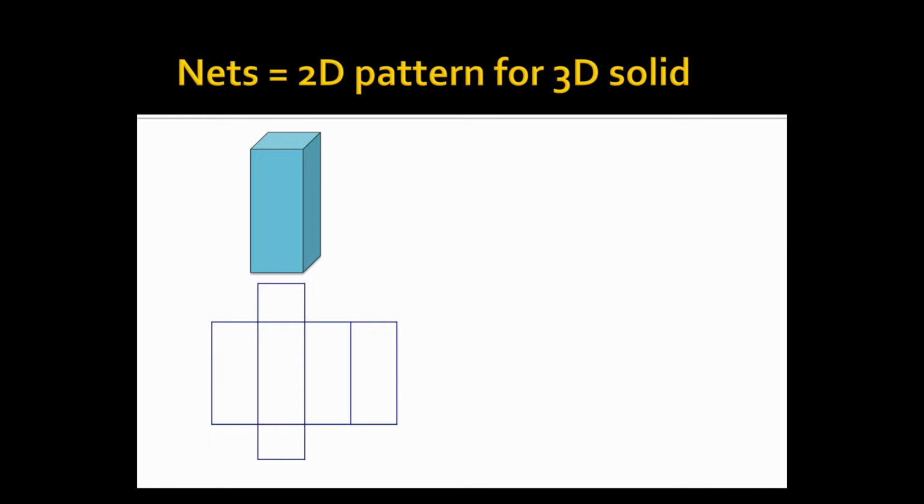Every one of these polygonal prisms that we deal with has a net. Now the question is, what's the net for that cylinder look like?